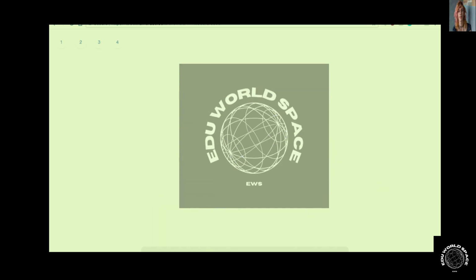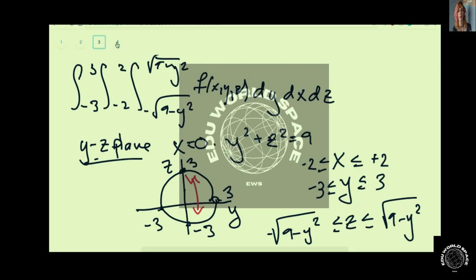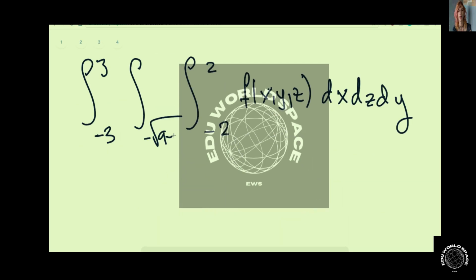Okay, so f of x, y, z. So first we do dx, then let's do dy, and then dz. Or let's actually do it the way I wrote it down. Dz, and then dy. So I know my y's are varying like this. I know my x's are varying like this. And then I see my z's are varying like this.